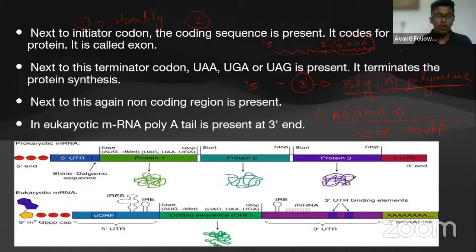Simple. What is the second reason? Transport. Transport is the second reason. Got it? No? So the poly A tail is added for the transportation. So that is the second.